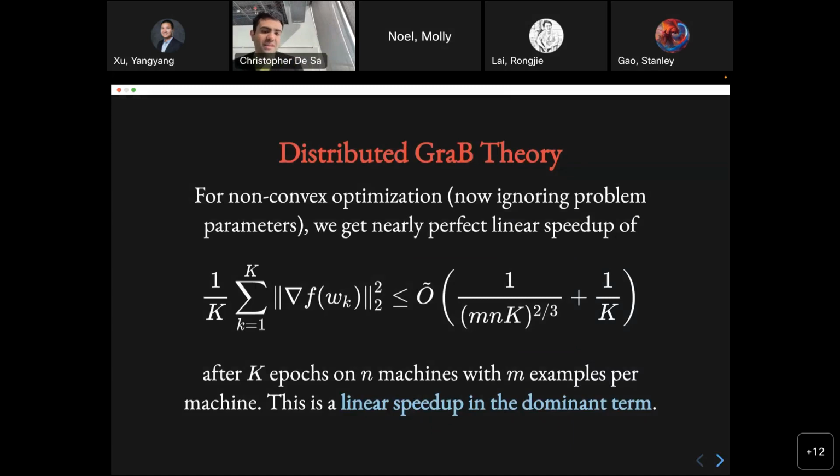So the rate that we get is, again, bounding the same square of the gradient of the loss. The dominant term is 1 over (nmk) to the 2/3, where k is the number of epochs, n is the number of machines, and m is the number of examples per machine. And this yields real linear speedup in the dominant term, which is really nice. We're not giving up anything in order to get that parallel speedup.